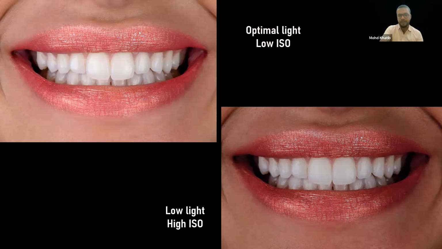Clear? So I'll just summarize in short. Shutter speed means controlling the motion. Aperture means controlling the depth of field. ISO means noise, and white balance means temperature of light. These four concepts you have to understand.